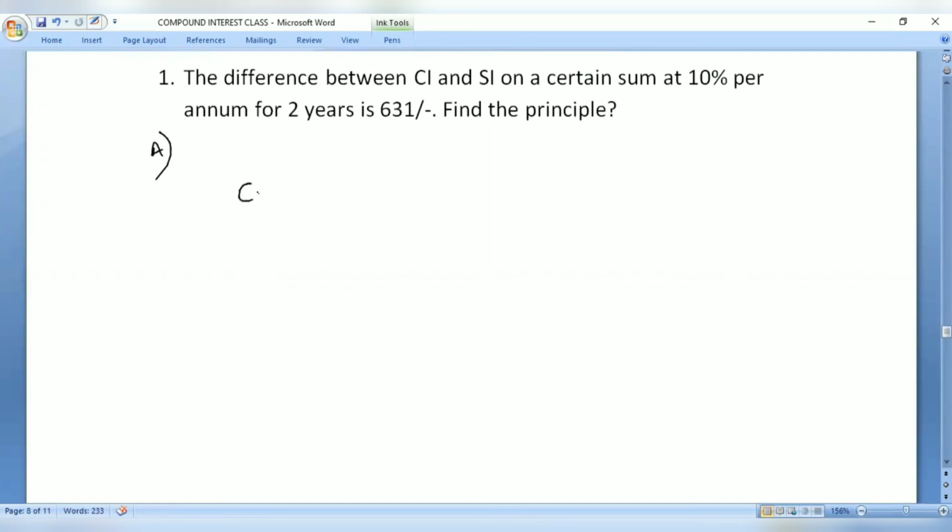What is the difference formula that we know? For compound interest to simple interest, 2 years formula is P into (R by 100) whole square. Do we know what the principal is? We do not know. The difference is given to us, 631 rupees. Principal we need to calculate. Rate of interest is given, (10 by 100) whole square.